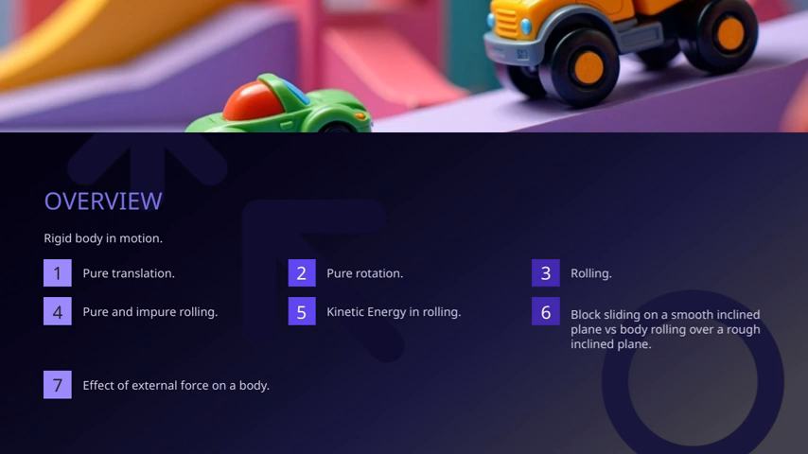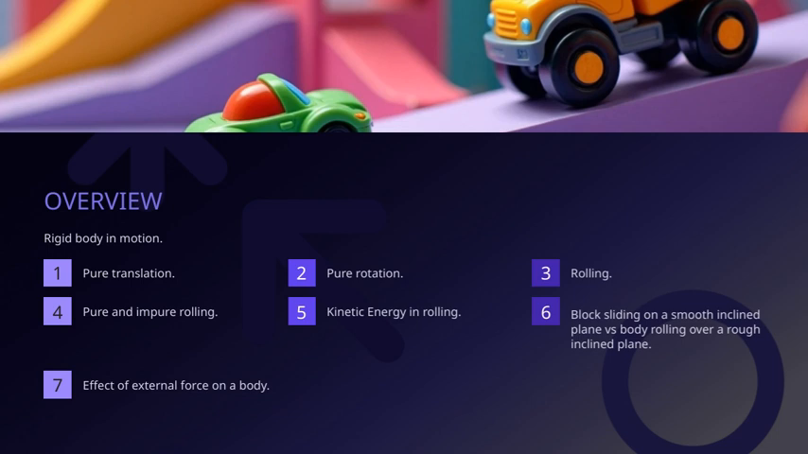without any translational movement. Now, the effect of an external force on a body is crucial. External forces can influence whether a body rolls smoothly or slides, especially depending on the surface roughness. It's important to distinguish between pure and impure rolling. Pure rolling occurs when there's no slipping between the body and the surface, meaning the point of contact is momentarily at rest relative to the surface.